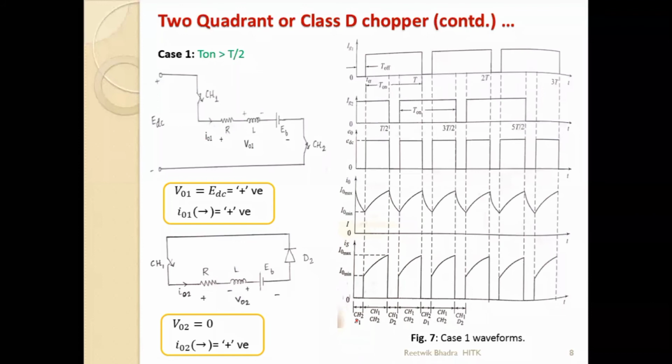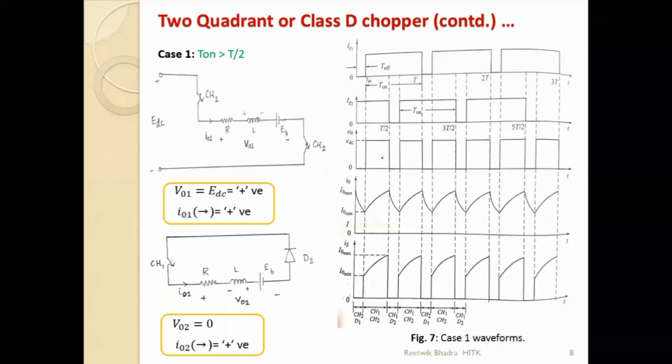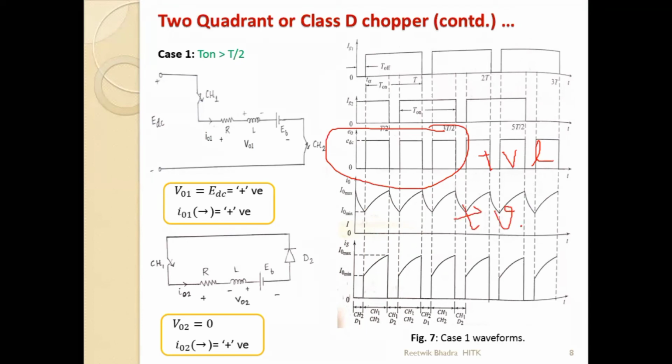Okay, now class D chopper, we have told it operates in which quadrant? First quadrant and second quadrant. Now go to the figure which we have drawn over here. If you take the average value of E0, it will be positive only because there is no negative value over here. Voltage is positive. I0 is also above 0 line. So if you take the average value, it will be positive. So positive voltage, positive current, which means first quadrant operation. So we are getting first quadrant operation.